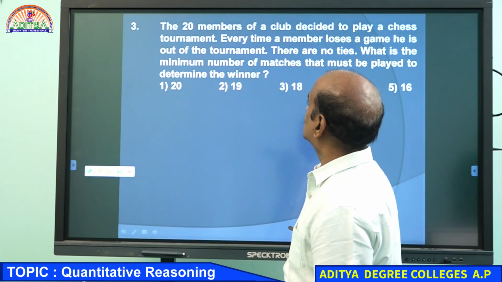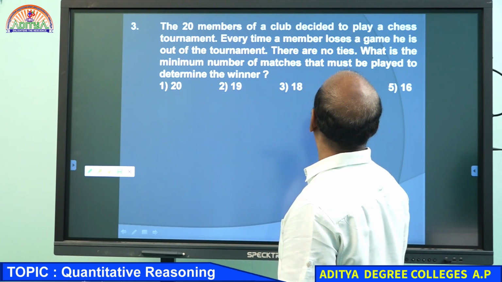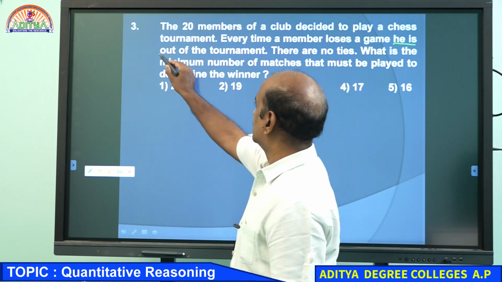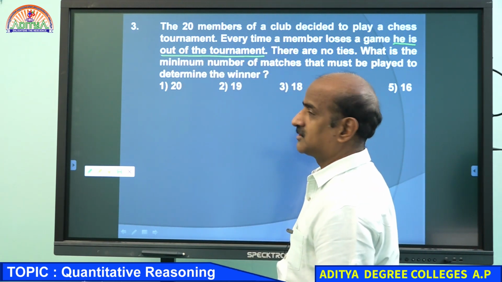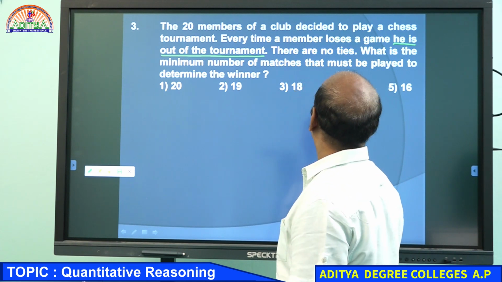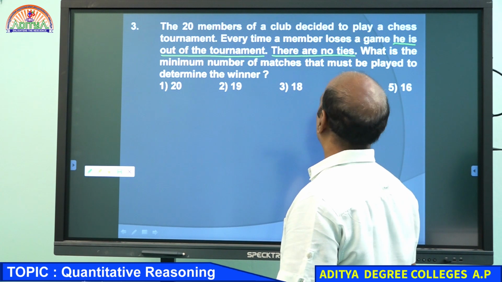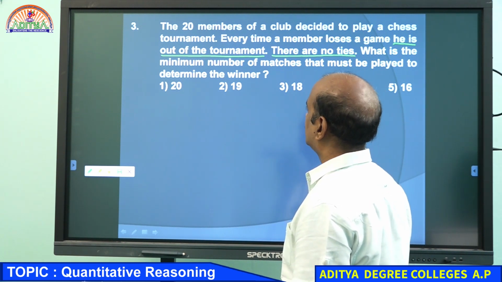The 20 members of a club decided to play a chess tournament. Every time a member loses a game, he is out of the tournament. This is what we call a knockout. There are no ties, which means to say that there must be a result. What is the minimum number of matches that must be played to determine the winner?